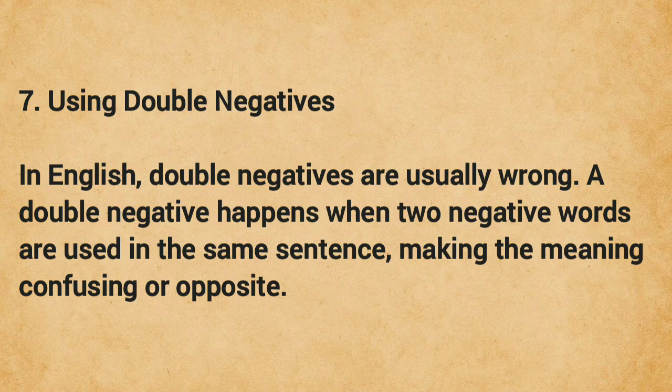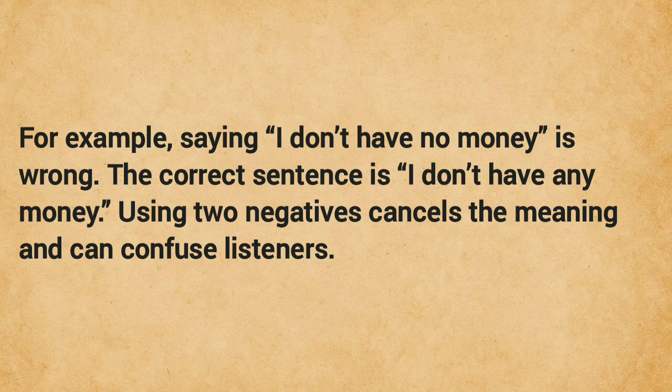7. Using double negatives. In English, double negatives are usually wrong. A double negative happens when two negative words are used in the same sentence, making the meaning confusing or opposite. For example, saying, "I don't have no money" is wrong. The correct sentence is, "I don't have any money." Using two negatives cancels the meaning and can confuse listeners.